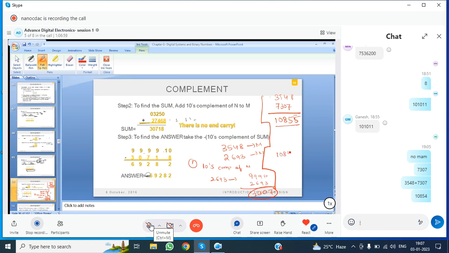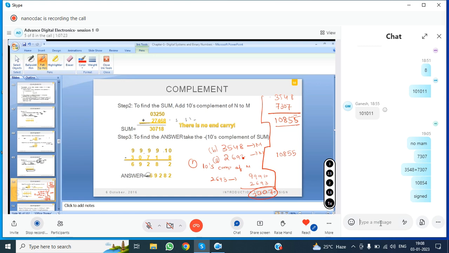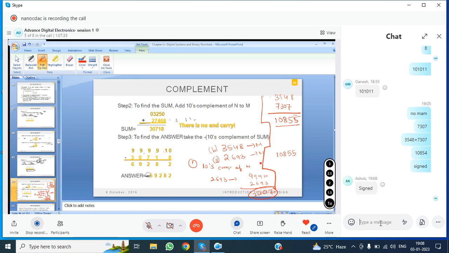What you need to do with 10855? If you are subtracting, this is the biggest number and this is the smallest number: 3548 minus 2693. Will you get a signed result or an unsigned result? It is an unsigned result.